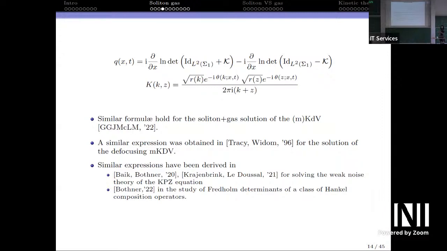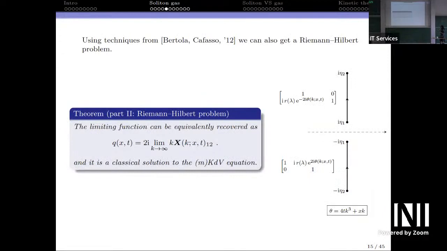So where is the Riemann-Hilbert problem in all of this? We haven't derived it yet, but using some techniques that were developed by Bertola and Cafasso in 2012, we can also recover a Riemann-Hilbert problem. And you can see that these are basically two bands where all the poles were accumulating. So we already get the intuition that if you accumulate the poles into these two bands, eventually we recover a full jump.